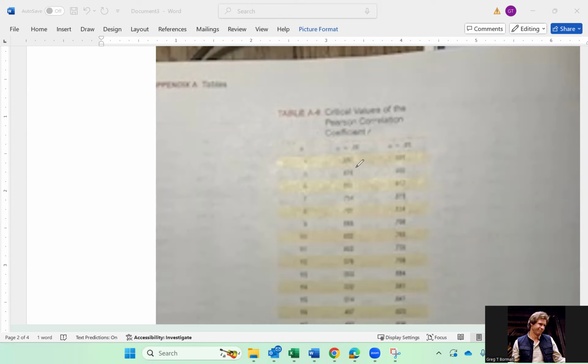When n equals 5 and alpha equals 0.05, we're right here. So we got that, and that number is 0.878. All right.